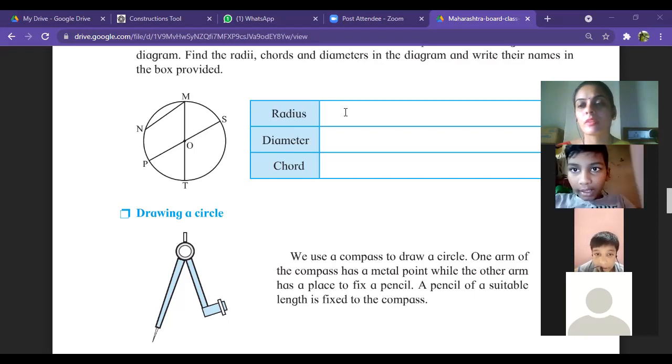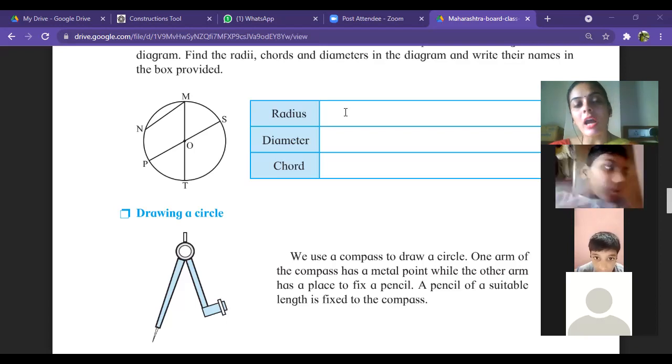Yeah, I can say. No, let him try. The diameter is MT. MT is the diameter. Okay. And you can also say that PS is also a diameter. Right? MT or you can say PS. ठीक है?